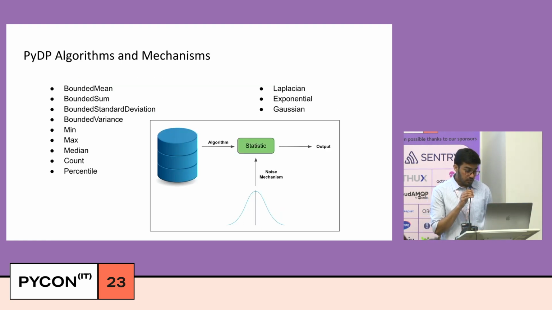There are some algorithms and mechanisms which differential privacy demands. The algorithm is basically: you have a data set, and on the left-hand side, the list that we have is all the sorts of algorithms that PyDP supports. PyDP is a module for exercising differential privacy in Python. So these are the algorithms supported: bounded mean, bounded sum, bounded standard deviation, and so on. What these algorithms do is compute the sum, mean, standard deviation, etc. of the data set in a differentially private manner.